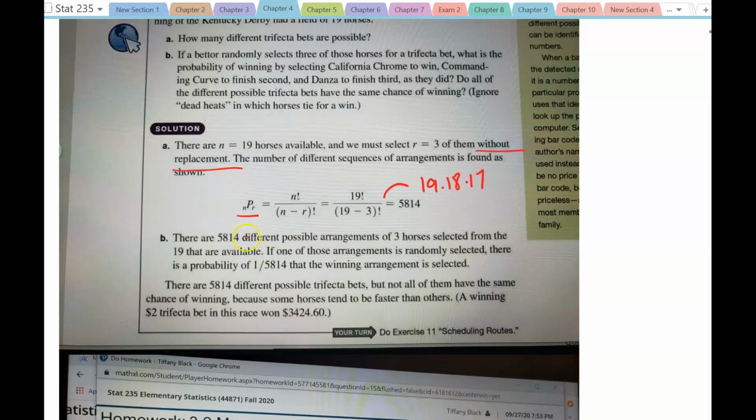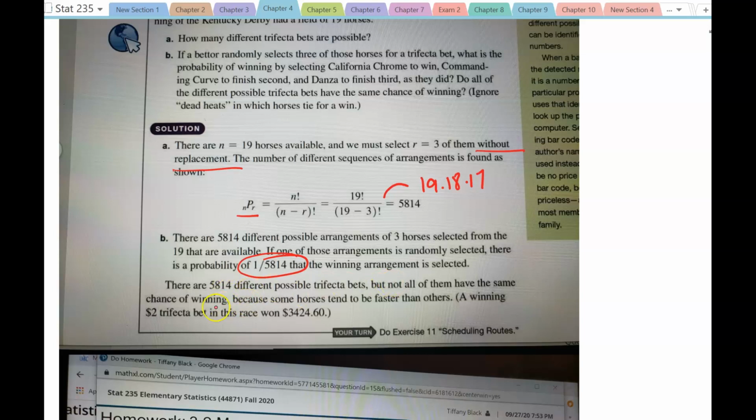So when we're looking at probability, if we were talking about the bets, there's 5,814 ways that we could arrange 3 horses from the 19 that are available. If I want to get a ticket for every one of those ways, basically I'm going to have 5,814 tickets. So each one of them has a probability of 1 out of 5,814 for having the winning arrangement.